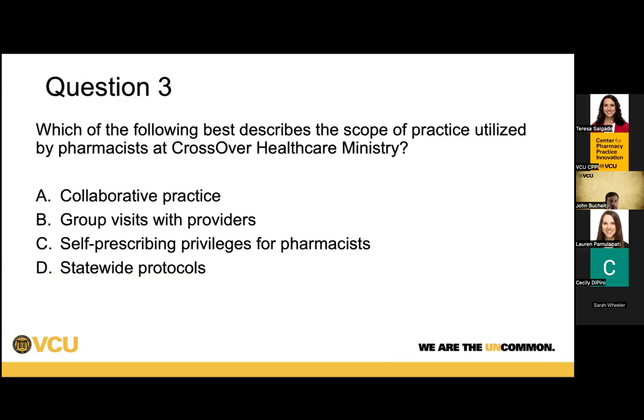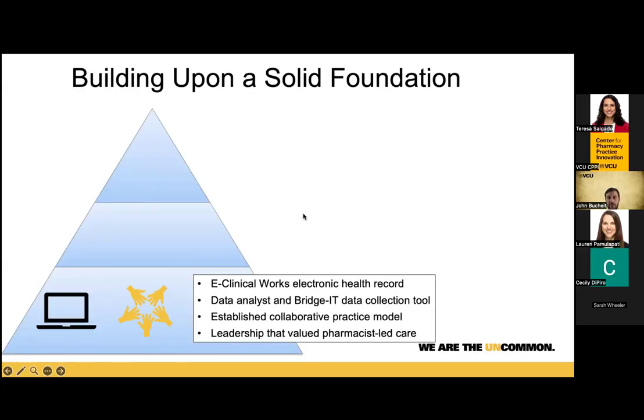All right. So when talking about Crossover Healthcare Ministry, which of the following best describes the scope of practice utilized by pharmacists there? Collaborative practice, group visits with providers, self-prescribing privileges for pharmacists, or statewide protocols. You put in the chat. Yeah, so I think we got this one. We use collaborative practice, right?